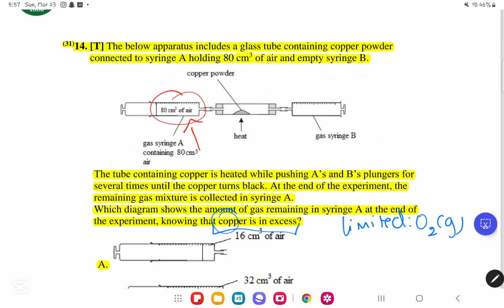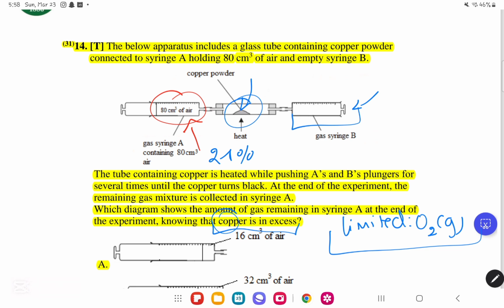We have 80 centimeter cubed of air. So very simply, we know that around 21% of the volume of air is oxygen. In order to find how much is not oxygen, because they want to know how much of the remaining air is located in gas syringe B. We know that the oxygen will react with the copper powder, and because the copper powder is in excess, that means all of the oxygen is used. So what will remain here is everything in the air except for oxygen.